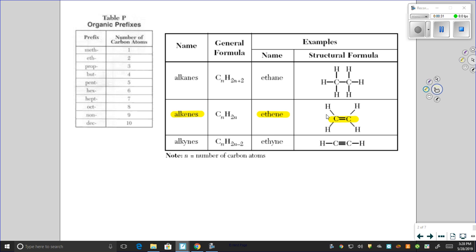All our naming conventions remain the same regarding the prefixes for the number of carbons. That is not going to change. The only thing that changes at this point is we'll need to tell where our double bonds are. So let's go through and do a quick naming.